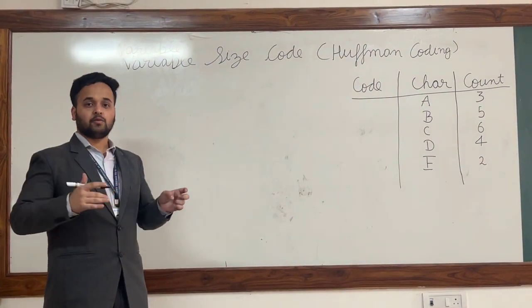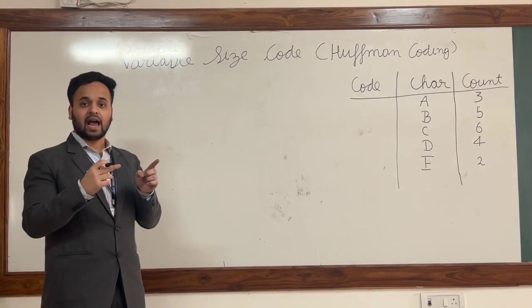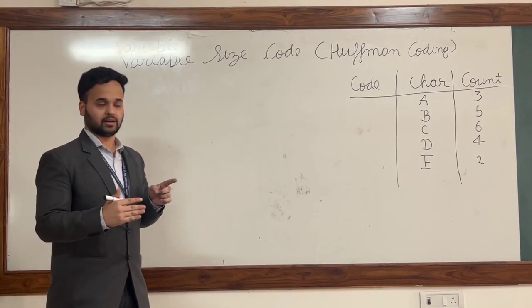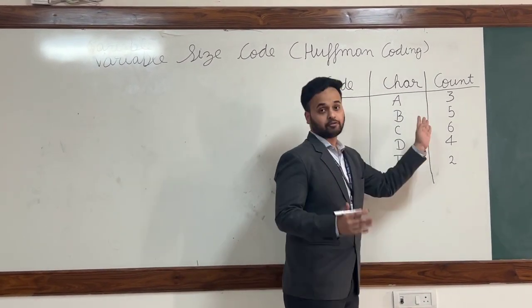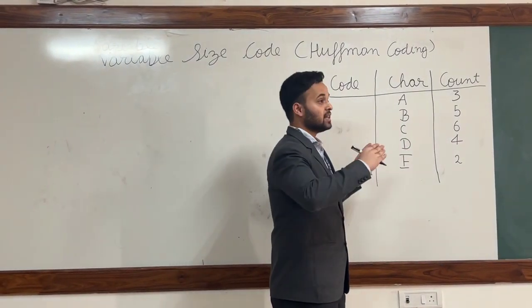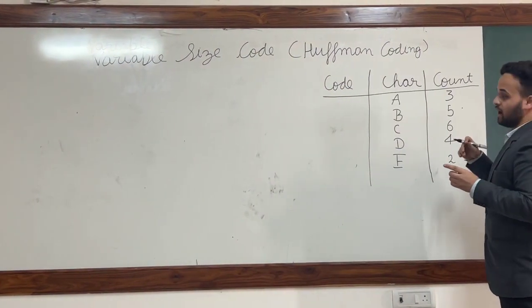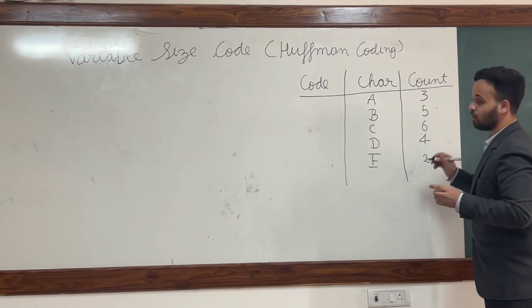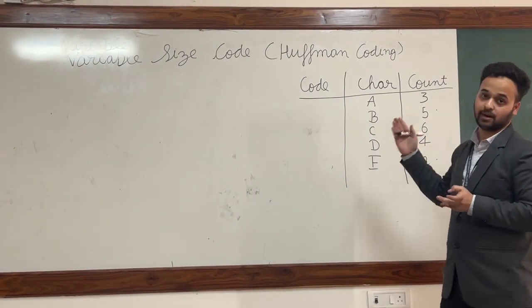In place of that, we can assign a small size code to a more occurring character and a large size code to a lesser occurring character. What I mean by that is, there are various characters with different frequency counts. We can assign a small size code to say B and a large size code to say E. What will it do? It will reduce the size of the message, which is what we want through Huffman coding.